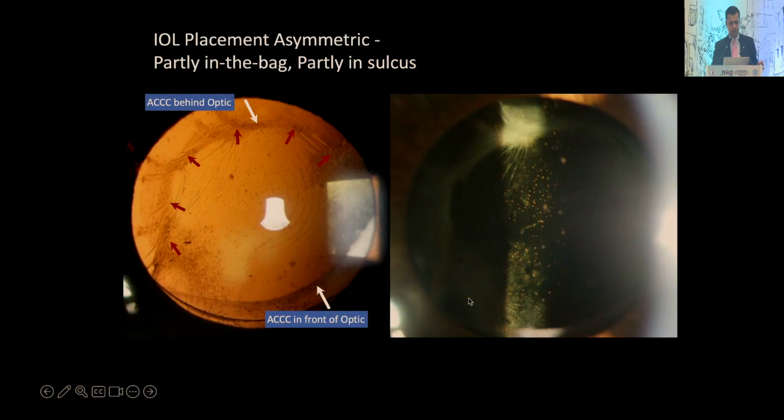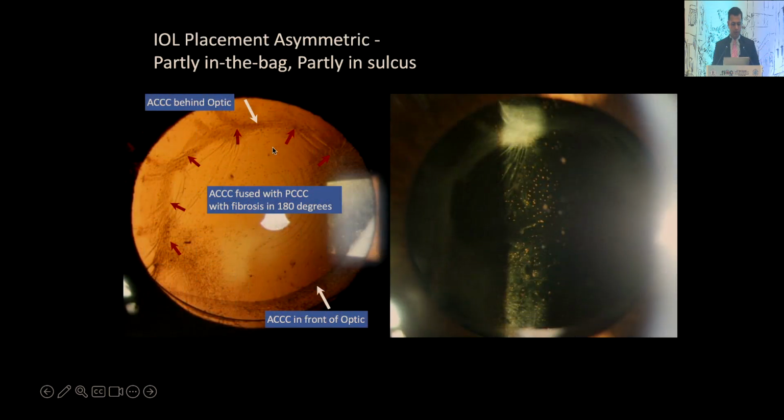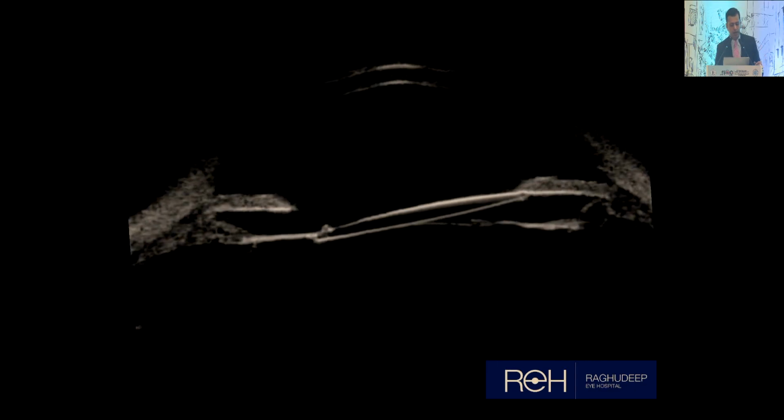These are all animations. This is another patient where I wanted to just go back to this. This patient came to us extremely unhappy because he had visual problems. And if you notice, the moment we did a UBM, we realized that somebody had put a multifocal lens partly in the bag, partly in the sulcus. And the doctor was getting the blame for the multifocality. So we just wanted to understand the optics.